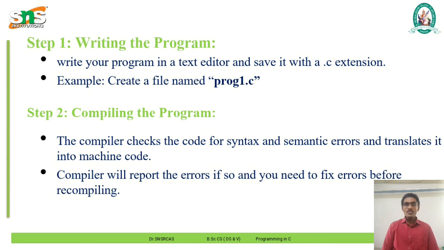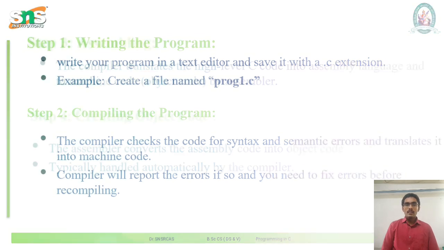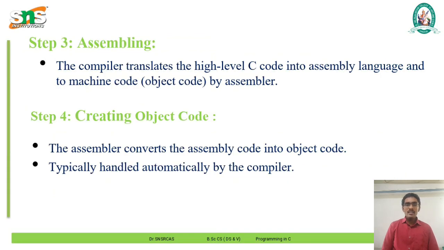And the second step in the process is compilation of the program. The compiler checks the code for syntax and semantic errors and translates it into a lower level language, typically assembly language, and then into machine code. If there are errors, the compiler will report them and you need to fix these errors before recompiling. The assembling process translates the high level C code into assembly language, which is then translated into machine code, also called object code, by the assembler.